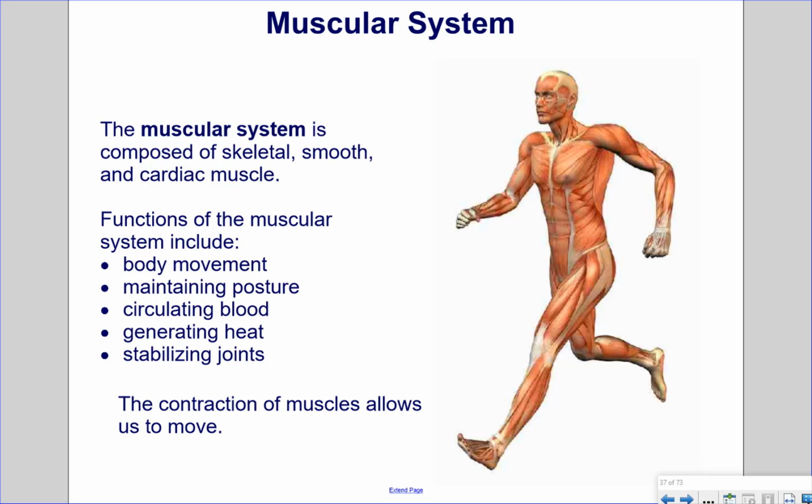Muscular system. The muscular system is composed of skeletal, smooth, and cardiac muscle. Functions of the muscular system include body movement, maintaining posture, circulating blood, generating heat, and stabilizing joints. The contraction of muscles allows us to move.